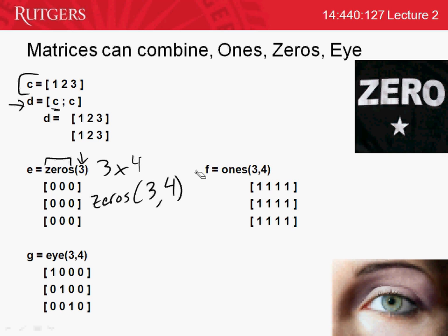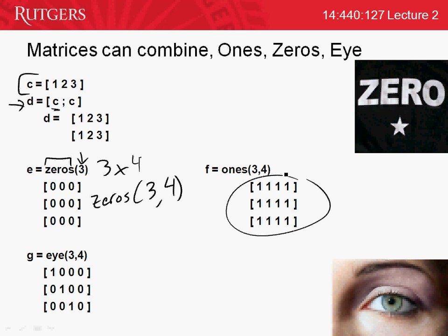Okay. And so the next function we have is called ones. And as you might guess, it creates a matrix full of ones. And here, 3 rows, 4 columns. Here we go, that's what it creates. It's interesting to notice zeros and ones are the two functions like this. There's no function twos, etc.